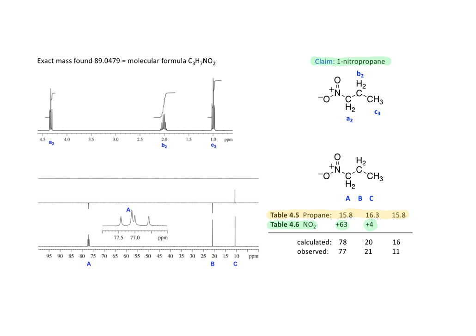These line up pretty closely with the observed values. The one deviation is that the methyl group of nitropropane is more shielded than the methyl group of propane itself. And that could be consistent with there being a shielding component at the gamma position, even though that is not provided in table 4.6.